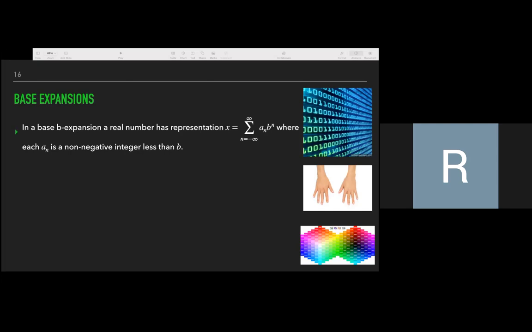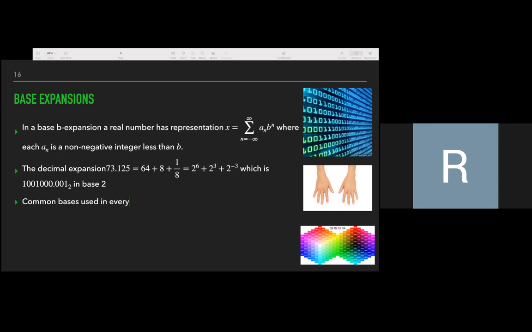But in fact, we don't need to have b be an integer. We can take b to be a real number and let a_n be non-negative integers less than b. And we have some pretty cool examples.